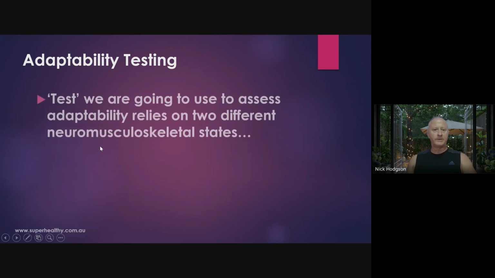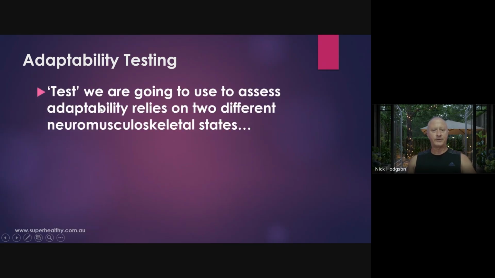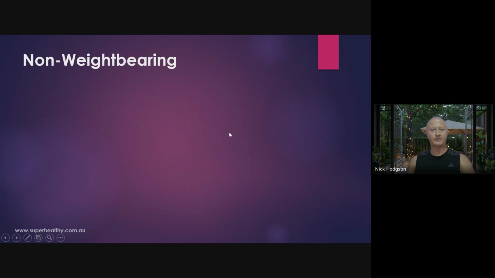So we get to our adaptability testing. The test we're going to use to assess adaptability relies on 2 different neuromusculoskeletal states. First, non-weight bearing. In the case of most musculoskeletal therapists and chiropractors, this is in the prone position.